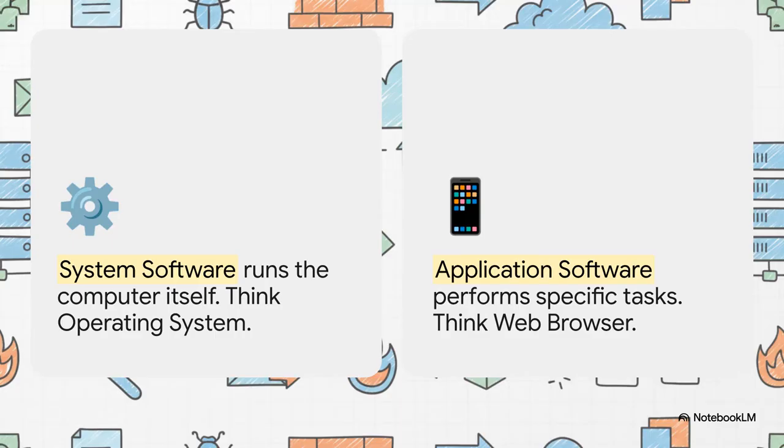But of course, a hardware brain is pretty useless without software, right? And that comes in 2 main flavors. You've got your system software like your operating system. That's the foundation that makes the computer even work. And then, running on top of that, you have application software. Those are the apps you actually use, like a web browser, a game, or Microsoft Word.